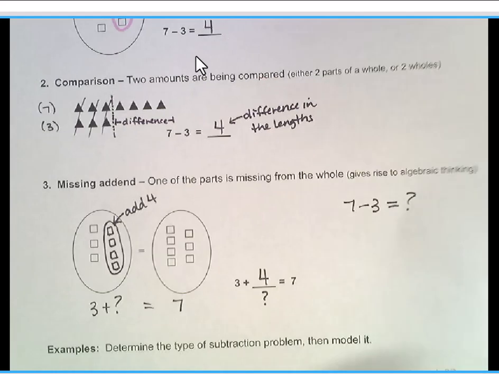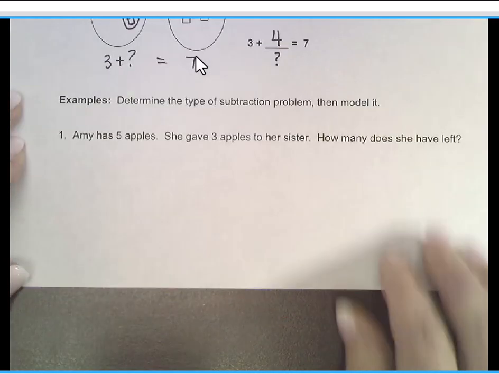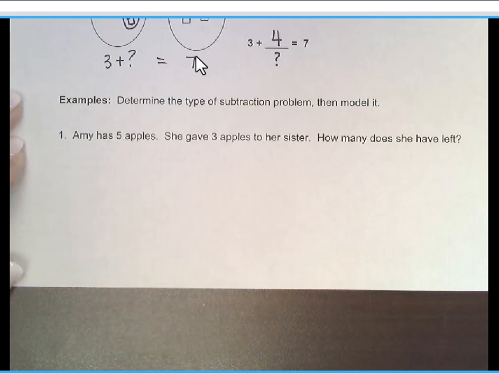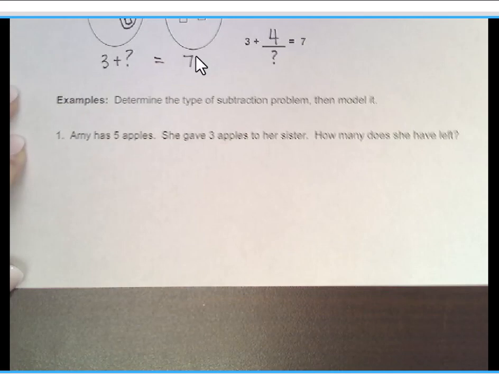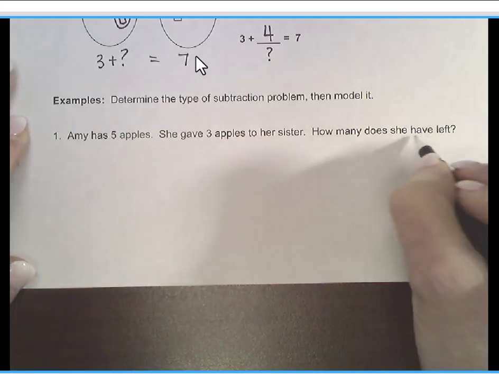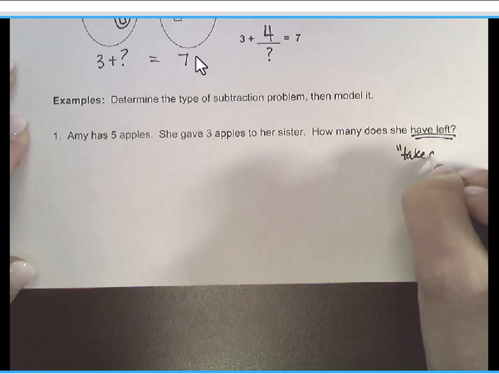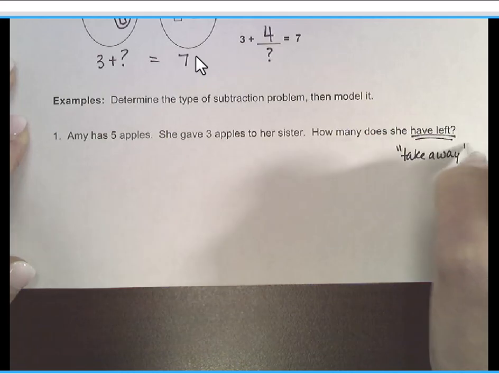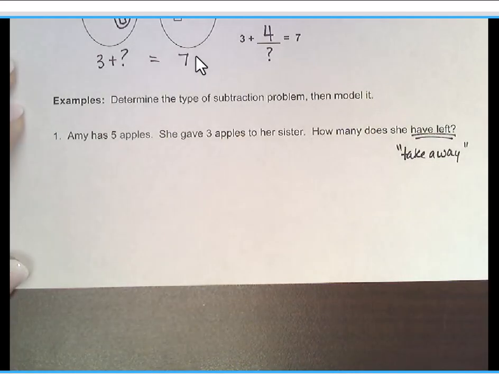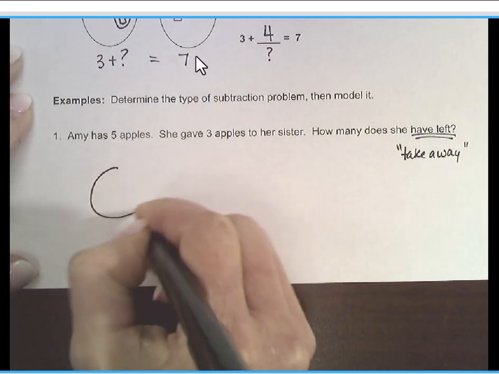So let's read through some examples and see if we can figure out which type of problem this will be: takeaway, comparison, or missing addend. It says, Amy has 5 apples. She gave 3 to her sister. How many does she have left? She gave away 3. How many does she have left? That terminology right there is saying takeaway. If she's giving something away, that's like them being taken away. So the way that you would draw this, you just start with a circle.